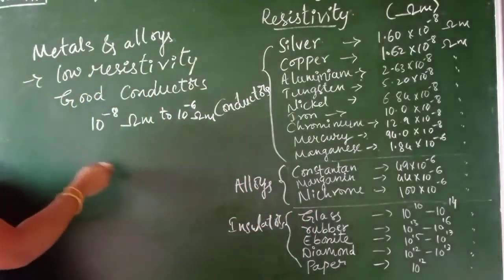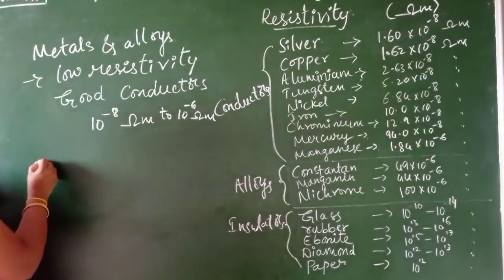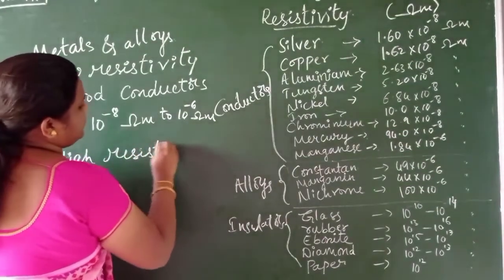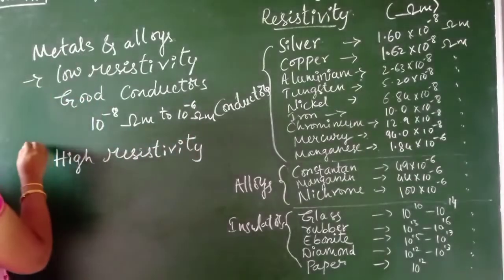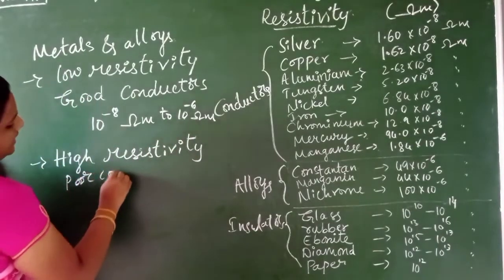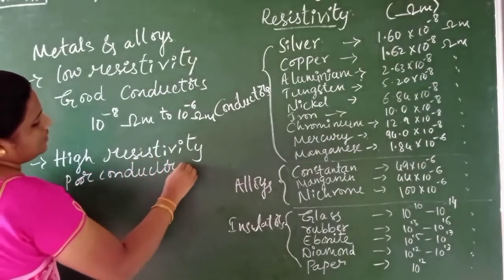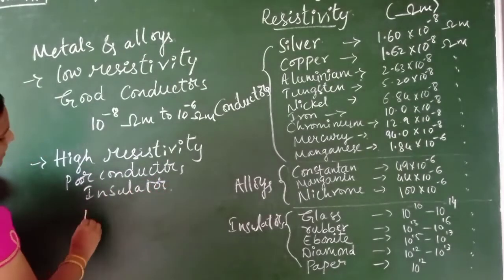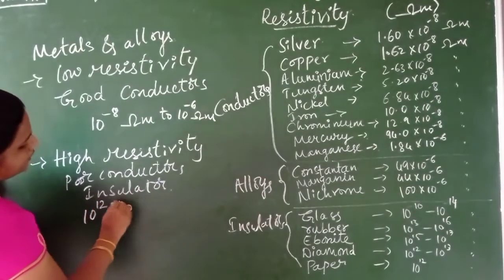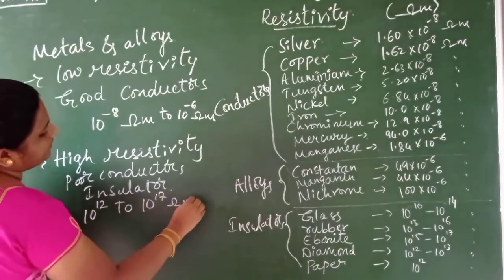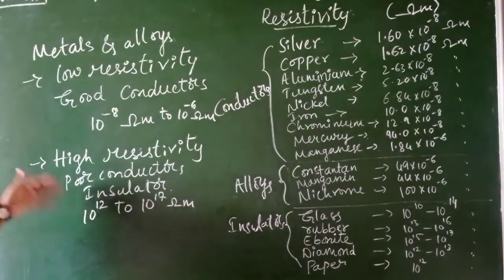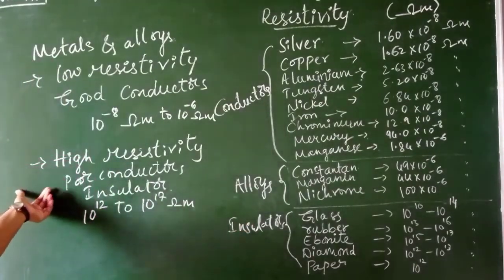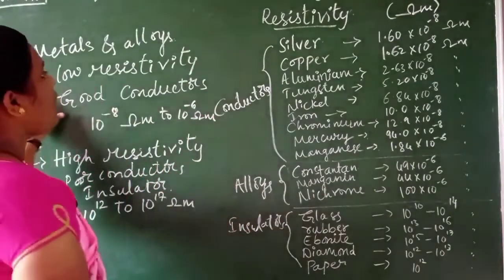Now when we talk about insulators, they have a high resistivity, isn't it, children? Those are called poor conductors, nothing but insulators, and they fall generally from 10 to the power of 12 to 10 to the power of 17 ohmmeter. Got it, children? So we can say that generally insulators have a high resistivity, whereas alloys and conductors offer low resistivity.